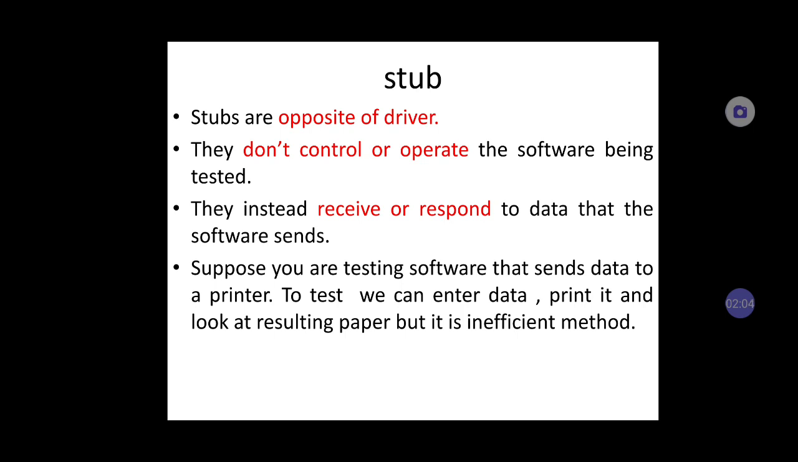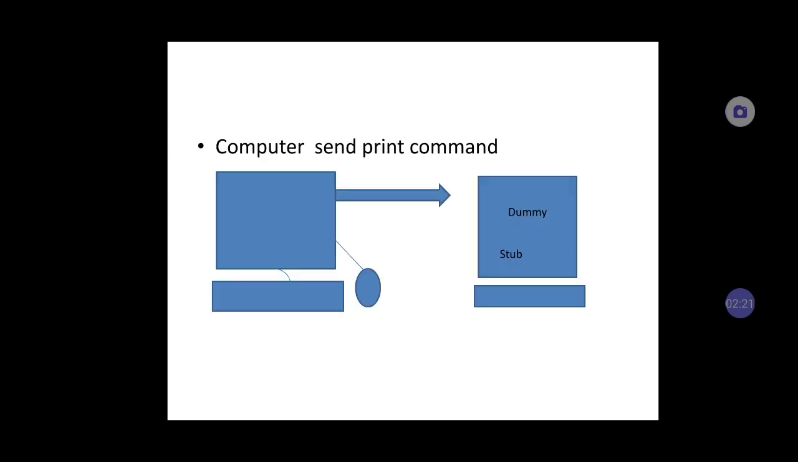Stubs are the opposite of drivers. They don't control and operate the software being tested. Instead, they receive or respond to the data. Suppose you are testing software that sends data to a printer. To test that, we can enter data, print it and look at the resulting paper. But it is a very inefficient method. Every time we have to use one paper.